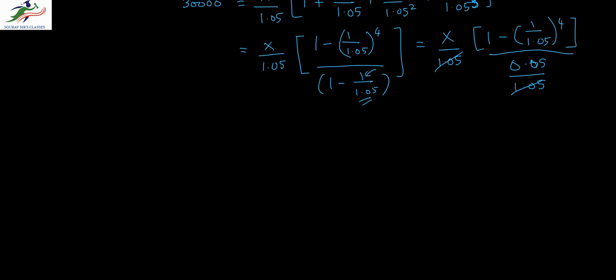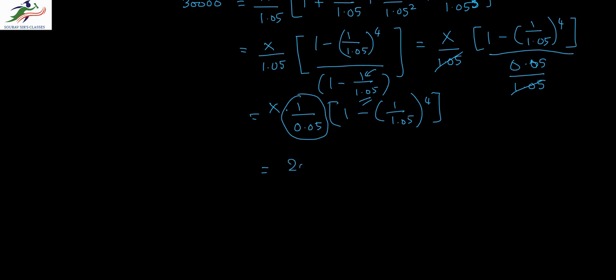So this is equal to X into 1 by 0.05 into 1 minus 1 by 1.05 whole to the power 4, and 1 by 0.05 is 20, so this becomes 20X into 1 minus 1 by 1.05 to the power 4.